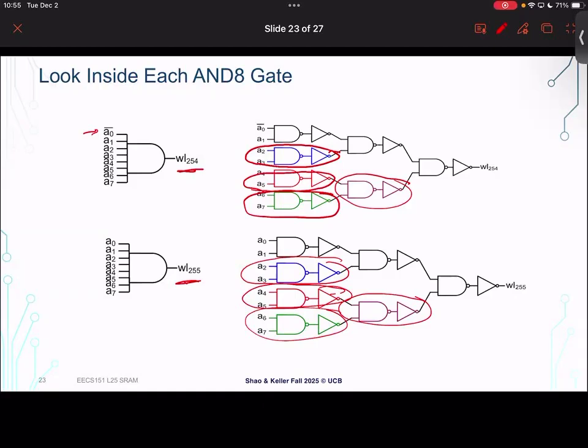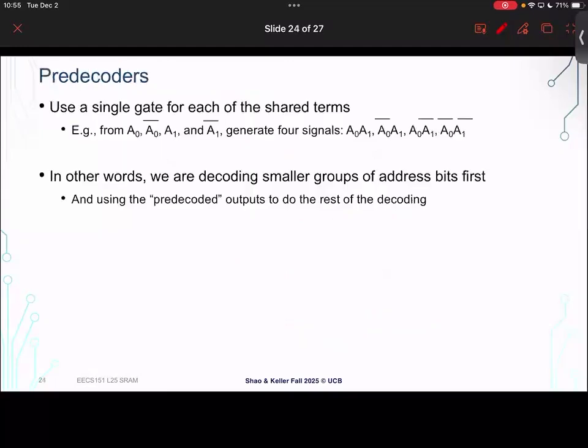But do you see that these circled sets of computation are totally redundant? It's just taking the same inputs as for that part of the tree and doing the same computation in each case. So let's factor out the redundant gates. This is the concept of a predecoder. So we're going to use a single gate for each of the shared terms in that first stage.